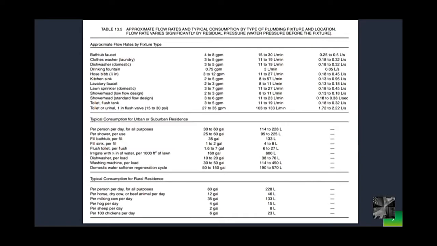And by the way, the residual pressure is the water pressure available at the outlet before the fixture. It affects the flow rates of a fixture. A higher residual pressure results in a greater flow rates and thus more water consumption.